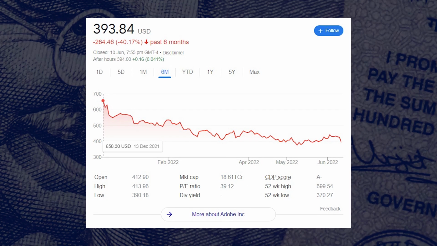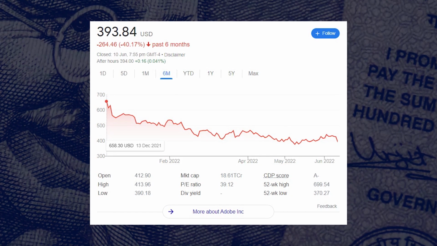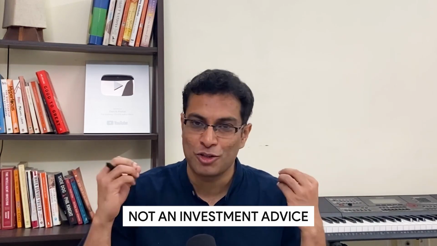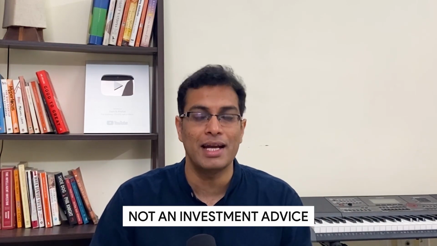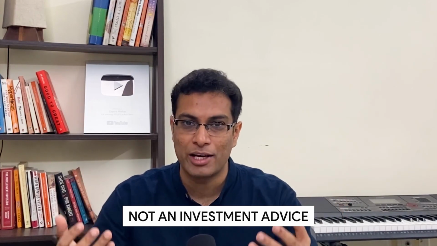Now if you take a look at the price movement of Adobe, you will see that the stock was trading at roughly 654 and it has fallen by roughly 40% in the last 6 months. Now, if you feel that there is nothing fundamentally off with the company, it can continue to churn out business the way it has always done, then yeah, it might be a great buying opportunity. This is not an investment recommendation from my side, but I'm just telling you to think a little bit about whether this is overvalued or undervalued.